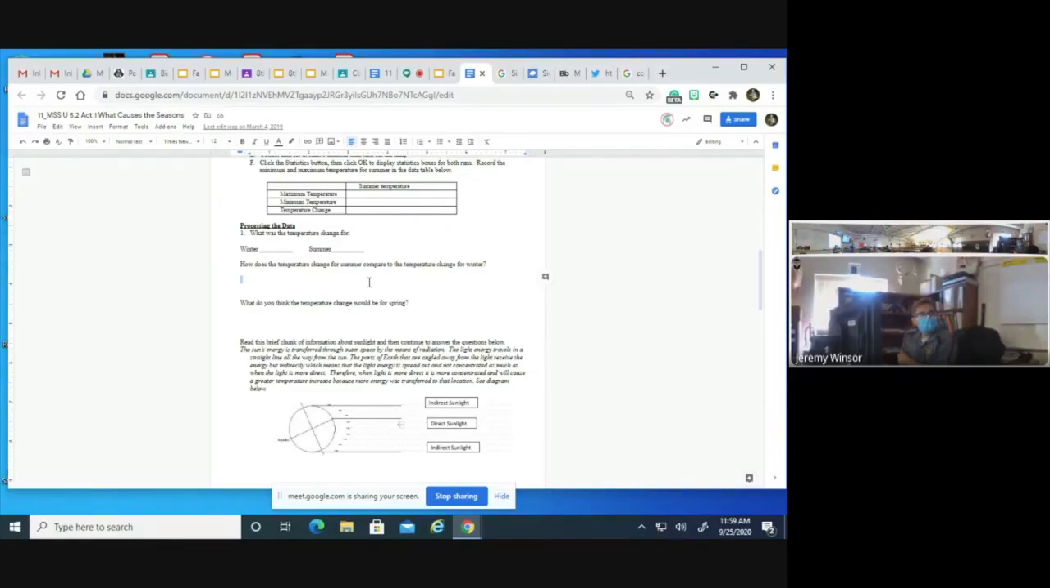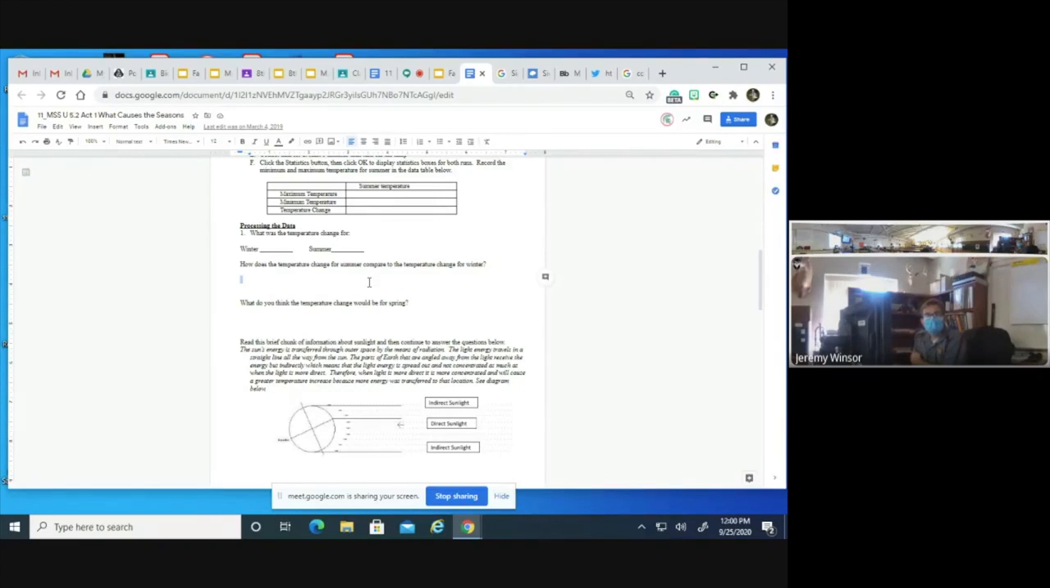So let's say that we go to spring, which is halfway between winter and summer. So instead of making half of our orbit, we would only make a quarter of it, right? So what do we think the temperature change would be for spring then? Okay, let's talk about temperature change. We had the greatest temperature change during the summer, a lower temperature change during the winter. How is spring going to compare between these two?